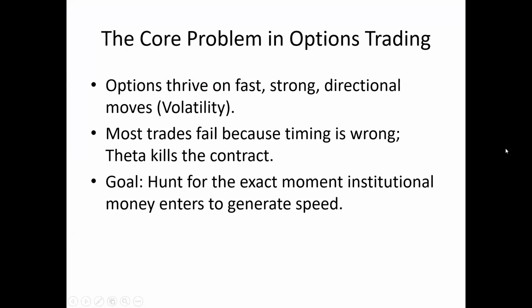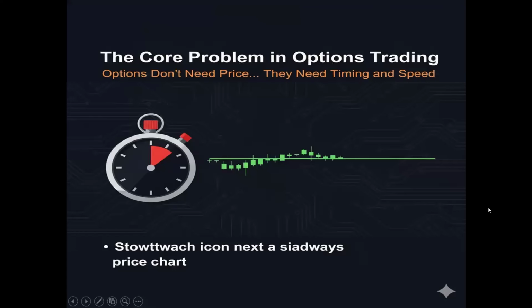The core problem in option trading is that options thrive on fast, strong, directional moves. They need volatility. Most traders fail because the timing is wrong. Theta kills the contract. The goal is to hunt for the exact moment institutional money enters to generate speed. That is the thing. Options don't need price, they need timing and speed.